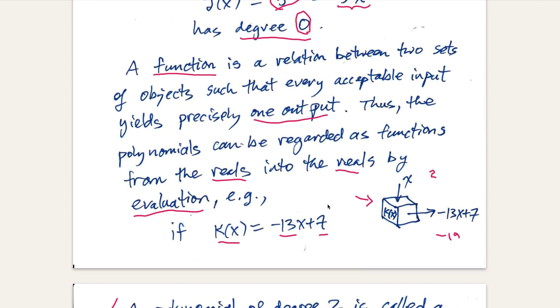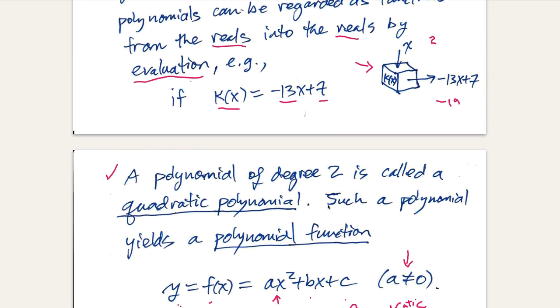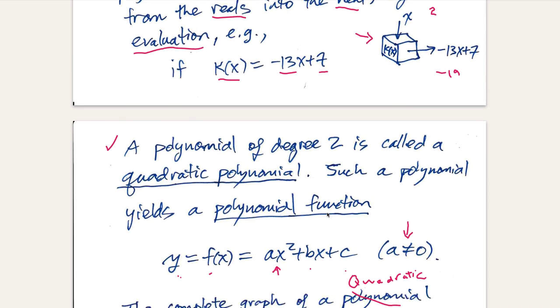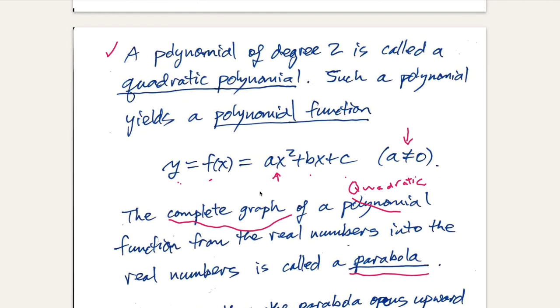A polynomial of degree 2, by the way, is called a quadratic polynomial. You probably know this already. Such a polynomial yields a polynomial function of the following form: y equals f of x is ax squared plus bx plus c. Now we've got to have a being non-zero. If a is zero, then this term ax squared would always be 0 and completely disappear.